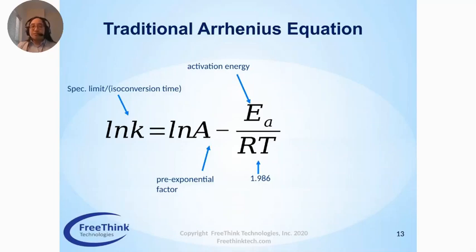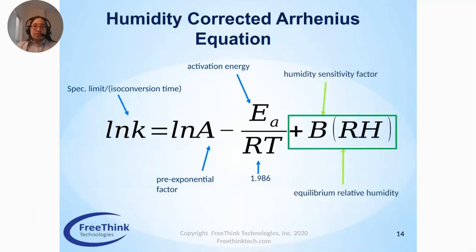Based on the EA, you might have a lower or higher temperature dependence of degradation, basically saying as your temperature changes, what is the impact of that going to be on your degradation behavior? In ASAP, we actually incorporate one additional term, which is the humidity sensitivity factor. So this is B times the relative humidity. Similar to the temperature sensitivity term, this just says as your relative humidity changes, what is the impact going to be on your stability?